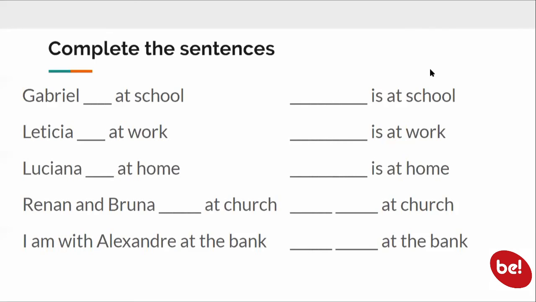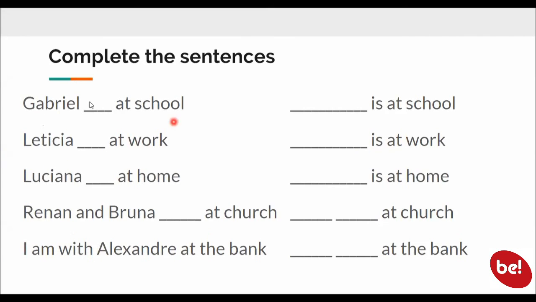Okay, here we have some examples of how you can use the verb to be in sentences. So, Gabriel something at school. Here we have to put the part for the verb to be. Now, as Gabriel is masculine, and it's third person and it's singular, we put is. So Gabriel is at school.